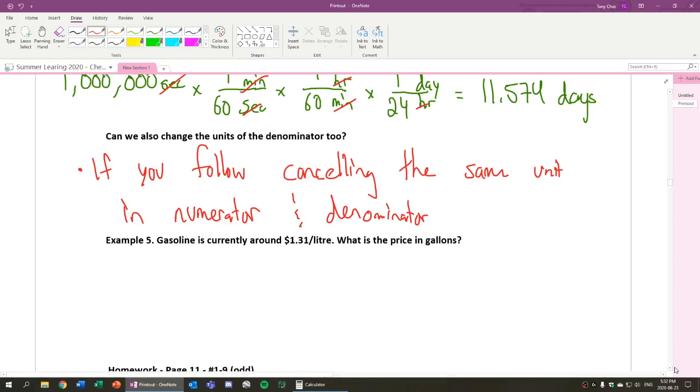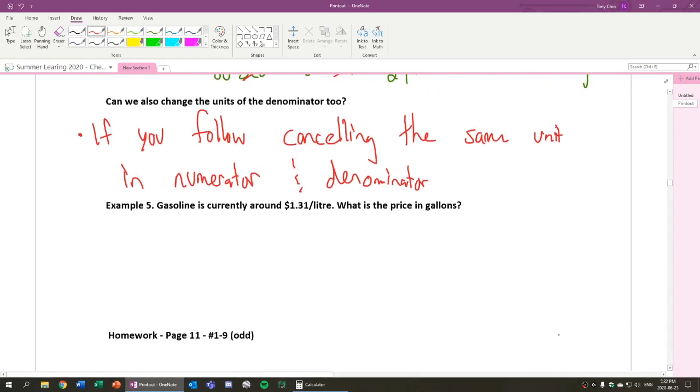so let's take a look at this question here. Gasoline is currently around $1.31 per liter. What is the price in gallons? So I want to find what the dollar per gallon is. So this is my starting amount. So that means I want to convert liters into gallons. What's the conversion there? Well, if you know by heart, 1 US gallon is equal to 3.78 liters, approximately. It's 3.785 liters if you want to be more exact.